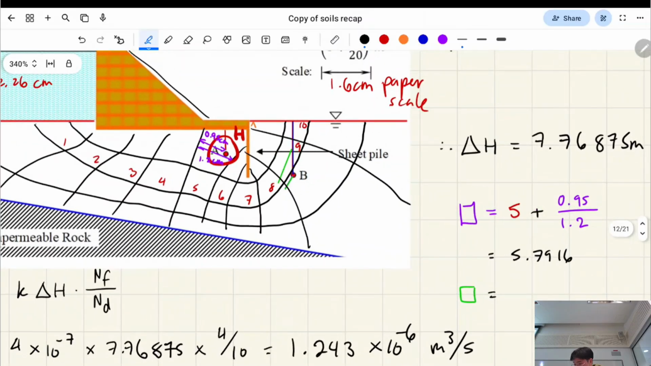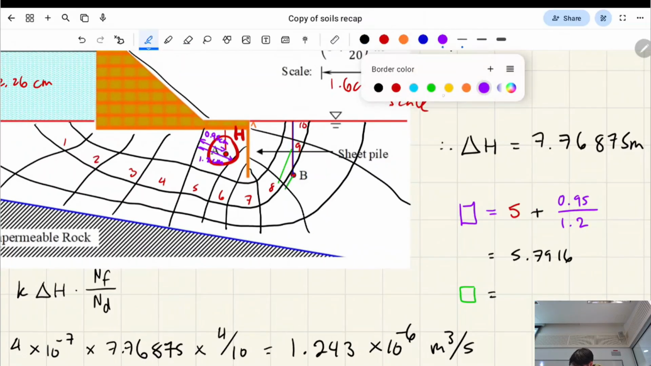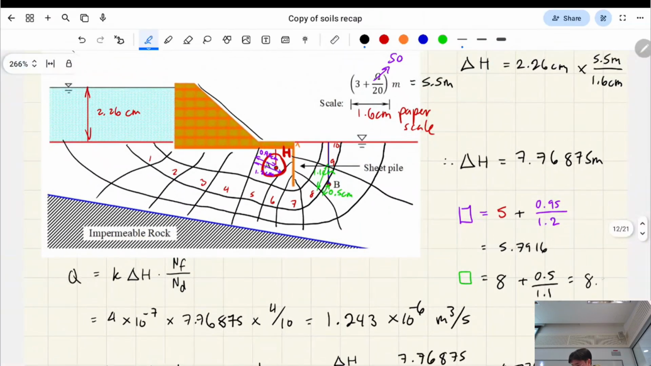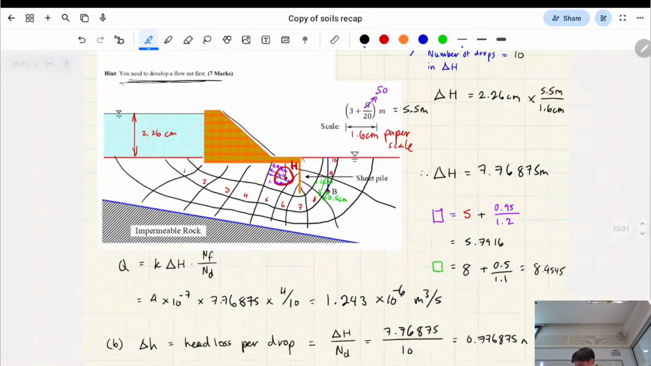We might as well do the one for B now as well. Basically, we measured this one as 0.5 centimeters. We measured this one as 1.1 centimeters, yeah? And so we're going to count 8 drops across, and then 0.5 divided by 1.1. That gives us 8.4545, okay?